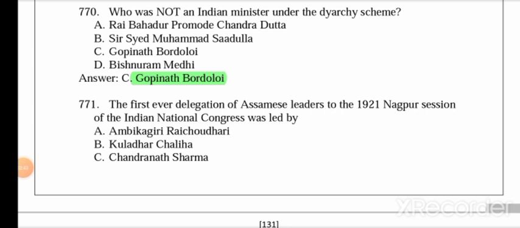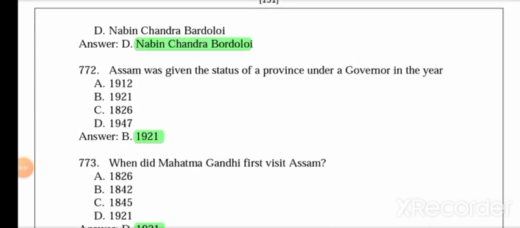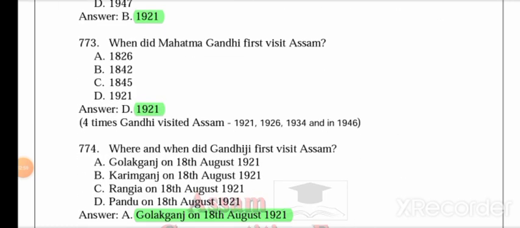The first ever delegation of Assamese leaders to the 1921 Nagpur session of the Indian National Congress was led by Nabin Chandra Bordoloi. Assam was given the status of a province under a governor in the year 1921. This is important. When did Mahatma Gandhi first visit Assam? It was in August 1921. Mahatma Gandhi visited Assam four times: first in 1921, then 1926, then 1934, and the last one in 1946.